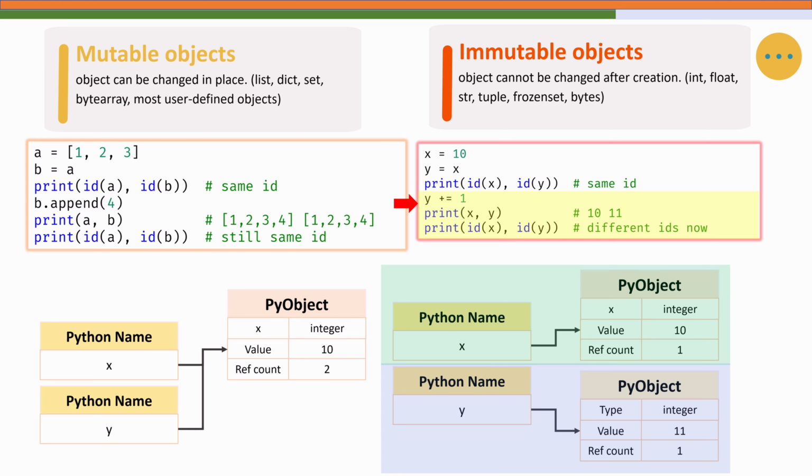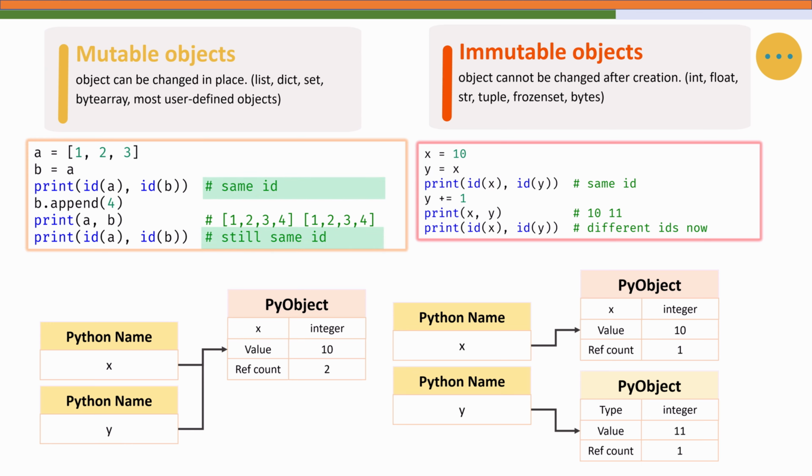You can confirm this by checking with the help of a function named id. So id(x) and id(y). id basically returns the object's memory address. For example, with a mutable list, if a equals [1, 2, 3], b equals a, both names reference the same list object. If you call b.append(4), the list object itself is modified, so a and b both show [1, 2, 3, 4]. Their id values remain identical because it's the same object.